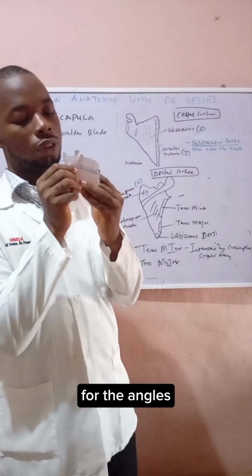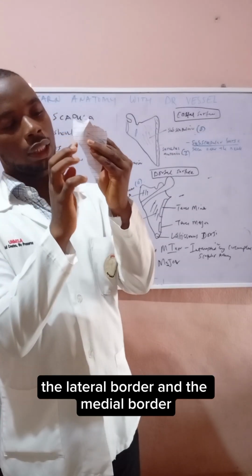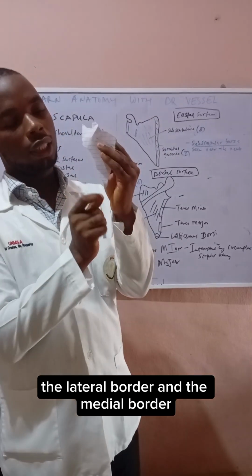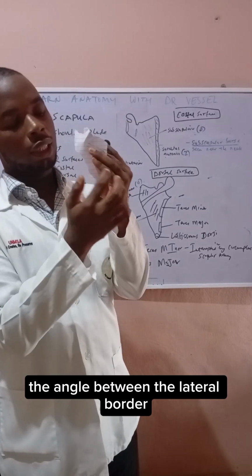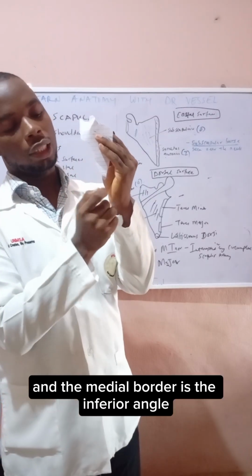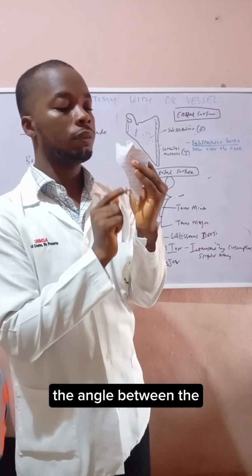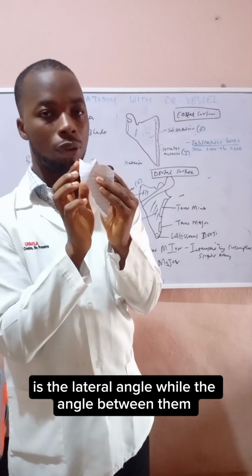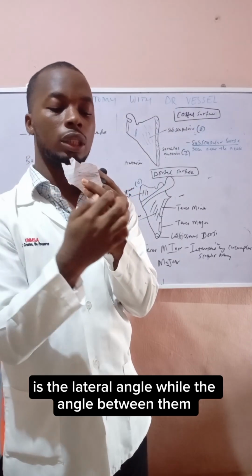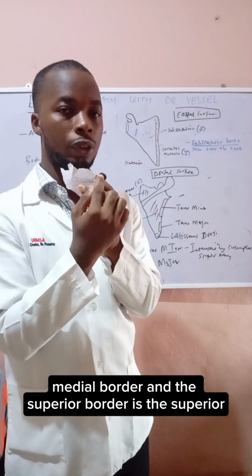For the angles, the angle between the lateral border and the medial border is the inferior angle. So the inferior angle is located there. The angle between the lateral border and the superior border is the lateral angle, while the angle between the medial border and the superior border is the superior angle.